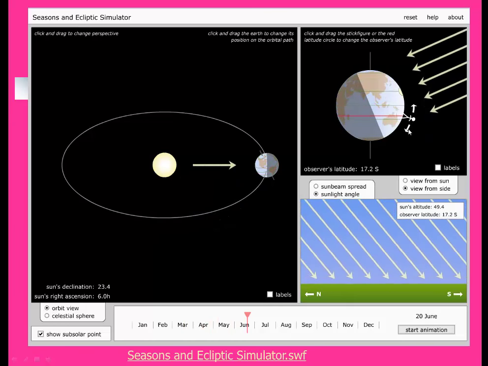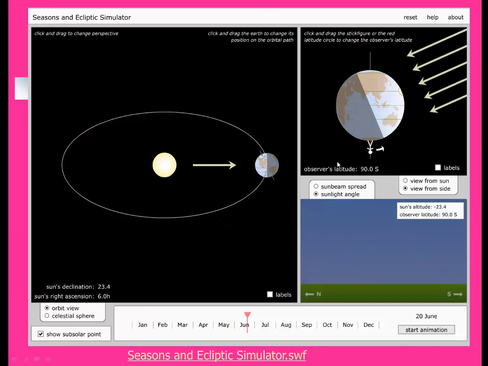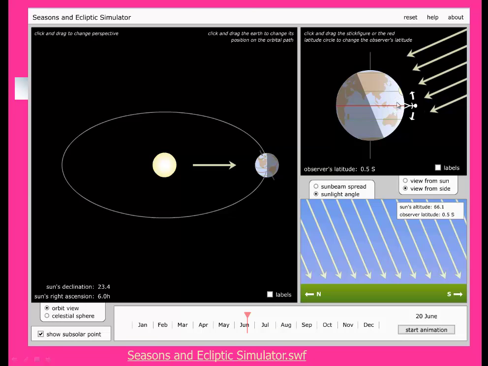I can move this guy anywhere we want between the North Pole and the South Pole, and you can see total darkness, very little direct sunlight, total direct sunlight, almost direct sunlight. It doesn't have us on this planet because it's not rotating. This is actually coming from, I think, Great Britain. But this is a neat thing to look at, and it's all controlled by where the Earth is in its orbit.